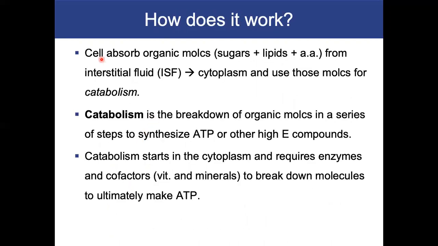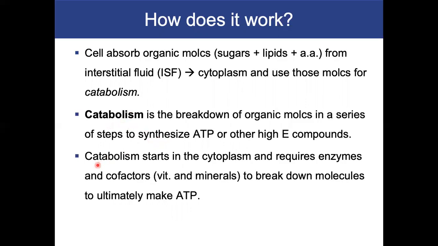How does it work? You take in a food source, you break it down through the intestine into monomers, you pull it into the blood, then it circulates throughout the blood, goes into the interstitial fluid, and then goes into the cell cytoplasm, and then those molecules are used for catabolism. Catabolism is a breakdown of organic molecules to make ATP, right?